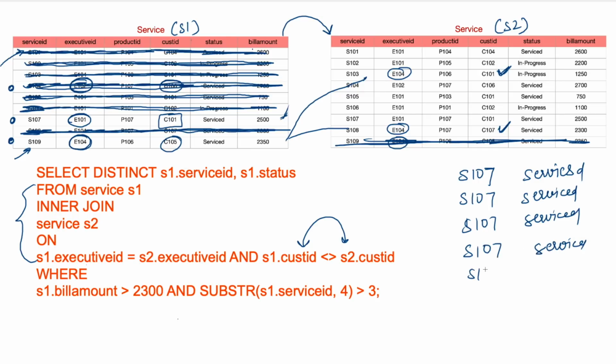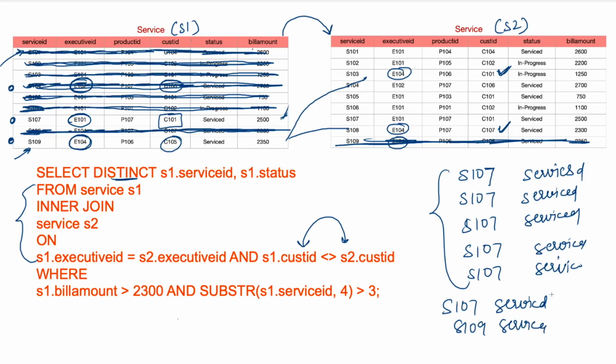Again S107 and serviced. Why am I writing only these 2 attributes? Because we are selecting these 2 attributes. But now see, we are only selecting distinct attributes. So how many rows do we have that are distinct? Only S107 serviced and S109 serviced. Fine. So we have only these 2 documents. We have only these 2 documents in our result set.